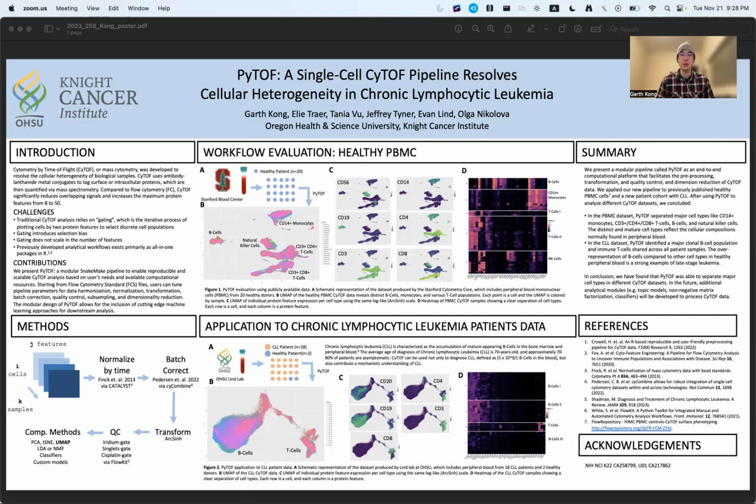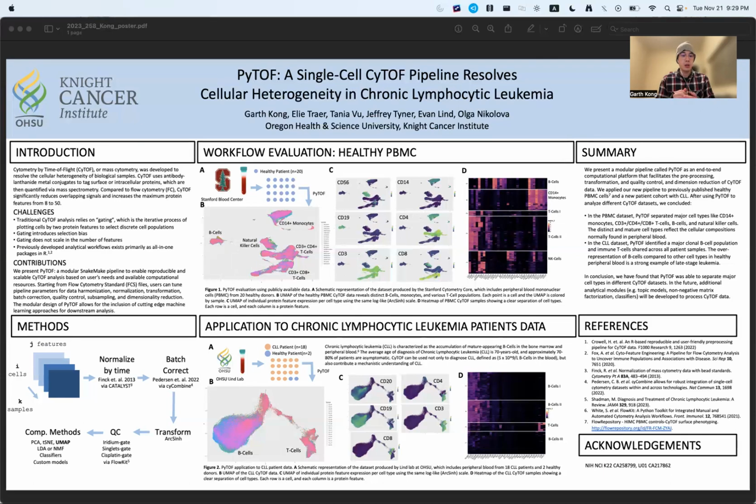Today we're going to be talking about PyTOF and how that's being used to analyze CyTOF datasets. So first off, what is CyTOF? CyTOF is most similar to flow cytometry. Instead of using fluorescent reporters, CyTOF uses antibodies bound to rare earth elements that are then detected and quantified using mass spectrometry. Compared to flow cytometry, CyTOF can increase the maximal amount of features from 8, which is the maximum in flow cytometry, closer to 50 in mass cytometry.